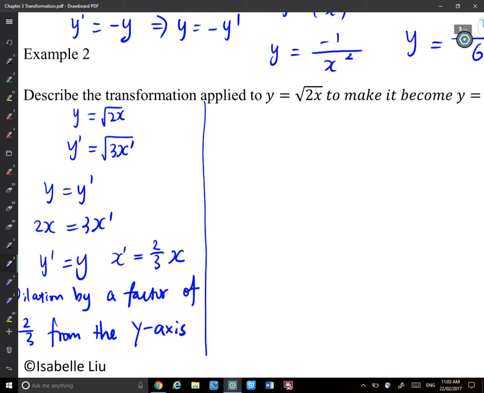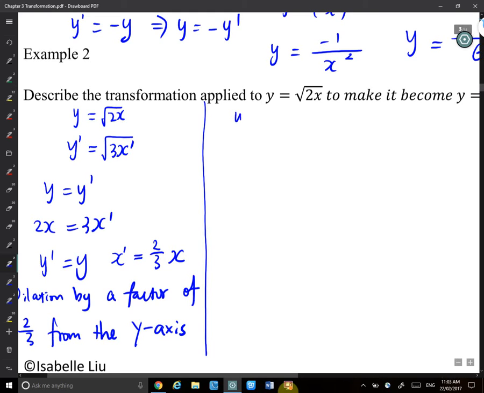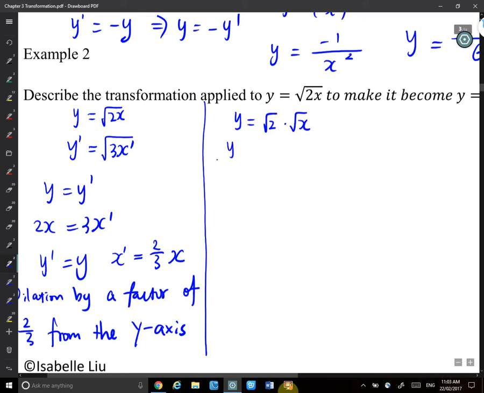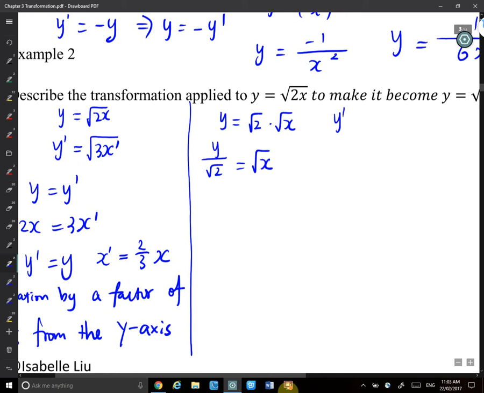But another way I can do is y equals square root 2 times square root x. Square root 2 then becomes a factor, like a coefficient. So y over square root 2 will equal square root x. Then y dash will equal square root 3 times square root x dash. Then y dash over square root 3 will equal square root x dash.